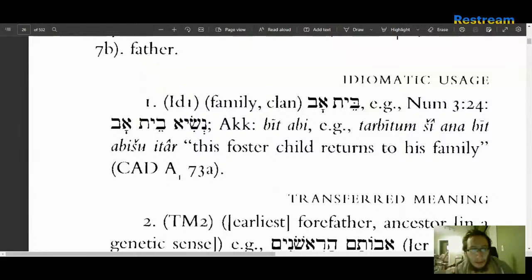So in Numbers 3:24, we see this first word nasia, bayit av. Maybe we'll look that up. Numbers 3:24, just so we can see the example. So I'll share the screen. Numbers 3:24.